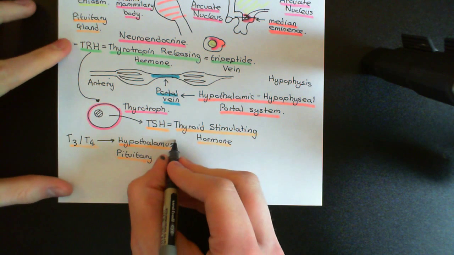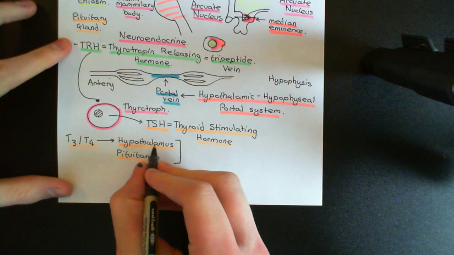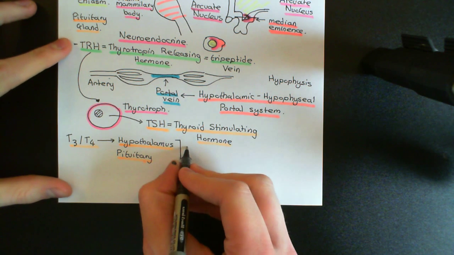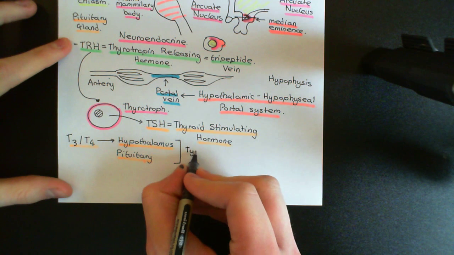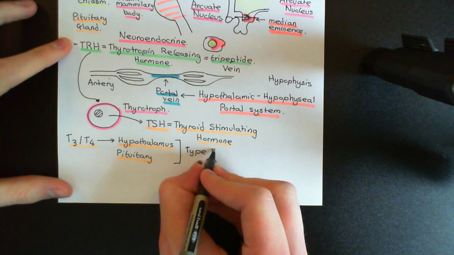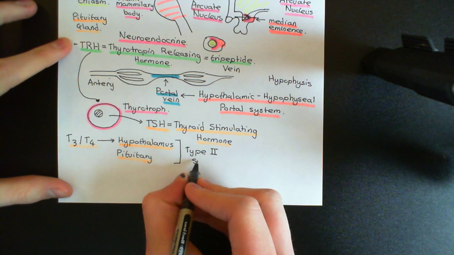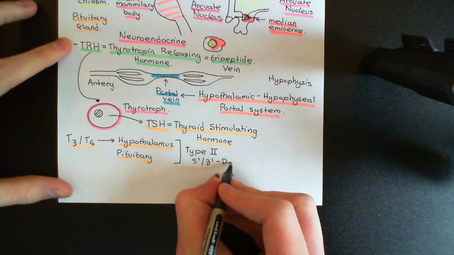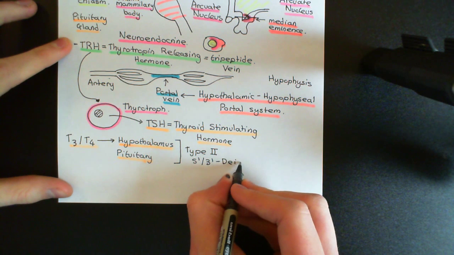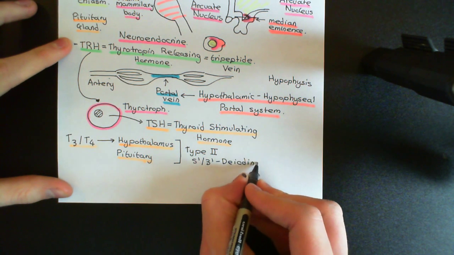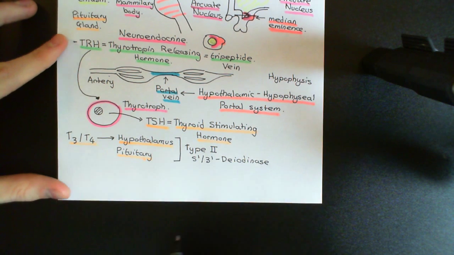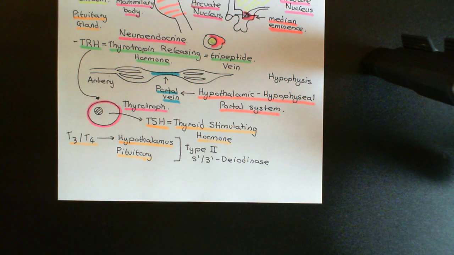Now, importantly, remember that the brain, and indeed the hypothalamus is part of the brain, and the pituitary gland, they both have in their cells the type 2 5' 3' deiodinase. Okay? Different from the type 1 5' 3' deiodinase that the hepatocytes and the cells of the kidneys had, deiodinase.